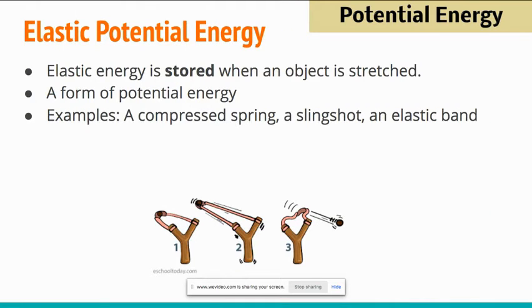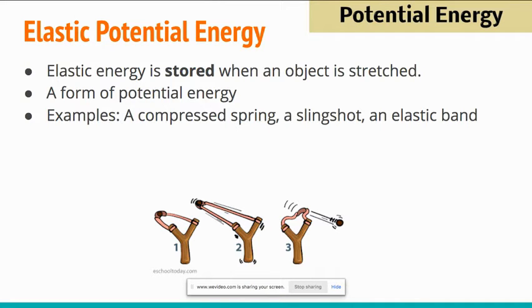Next, we have elastic potential energy. Elastic potential energy is the potential energy stored when an object is stretched. And no, unfortunately, this does not just apply to rubber bands. It also applies to your pants on Thanksgiving, right? So our pants on Thanksgiving get stretched, and that has the potential to pop, to burst, right? Or to release like a slingshot, right?